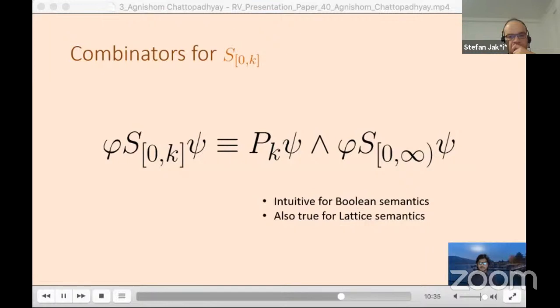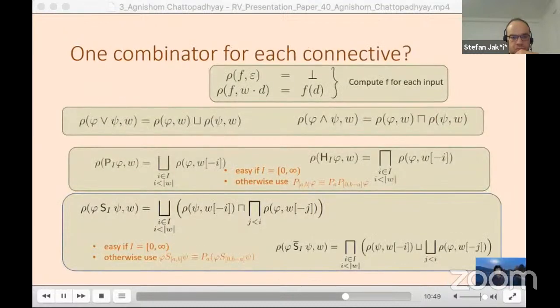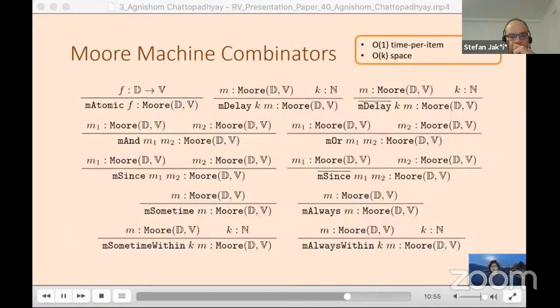This identity is easy to see for the Boolean semantics. Here we are additionally adding the information that psi must have occurred within K units in the past. The identity also happens to be true in the general setting of a lattice. Thus, we have found a way to translate each connective into a combinator. We have a collection of combinators, one for each connective.